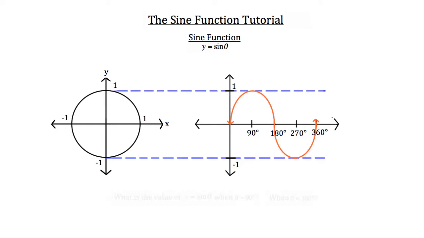Alright, so the question is, what is the value of y equals sine theta when theta is equal to 90 degrees? Well, if you find 90 degrees over on our sine function, if you go straight up, it correlates to this position. And if you go straight across that dotted blue line, you'll find that the y-coordinate, that value there, is 1. So the value of y equals sine theta when theta is equal to 90 degrees is 1 unit. If our unit circle were in meters, it would be 1 meter. If it were in feet, it would be 1 foot.